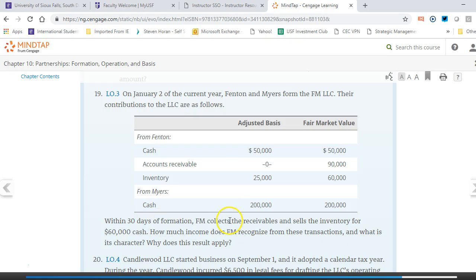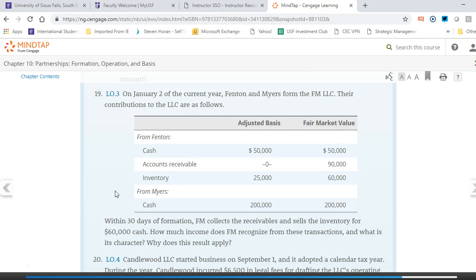Within 30 days, FM collects on the receivables. So they're all due within 30 days and they're all collected. And they sell the inventory for its fair market value of $60,000. And then how much income does FM recognize from these transactions? What's the character? And why does this result apply?